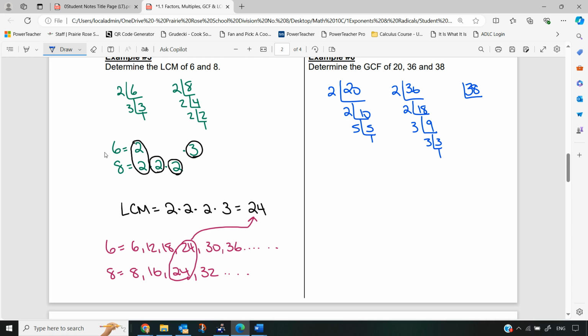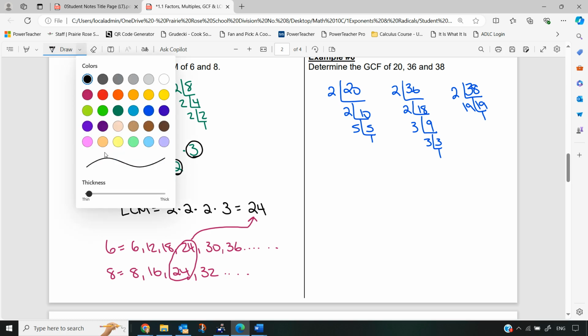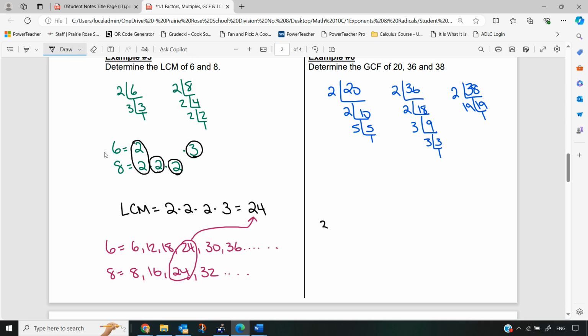All right, so 38 divided by 2. 38 divided by 2 is 19. 19 is a prime number, so 19 divided by 19 is 1. So that had a very short list of factors. All right, again, we're going to write out our prime factors. So I start with 36. 2 times 2 times 3 times 3. 38 is 2 times 19, which is way over here. And then 20 is 2 times 2 times 5.